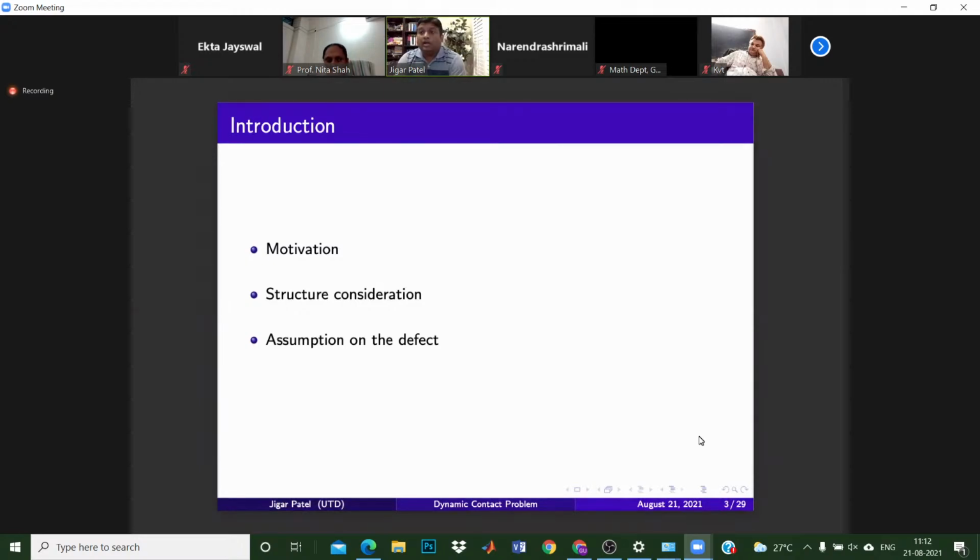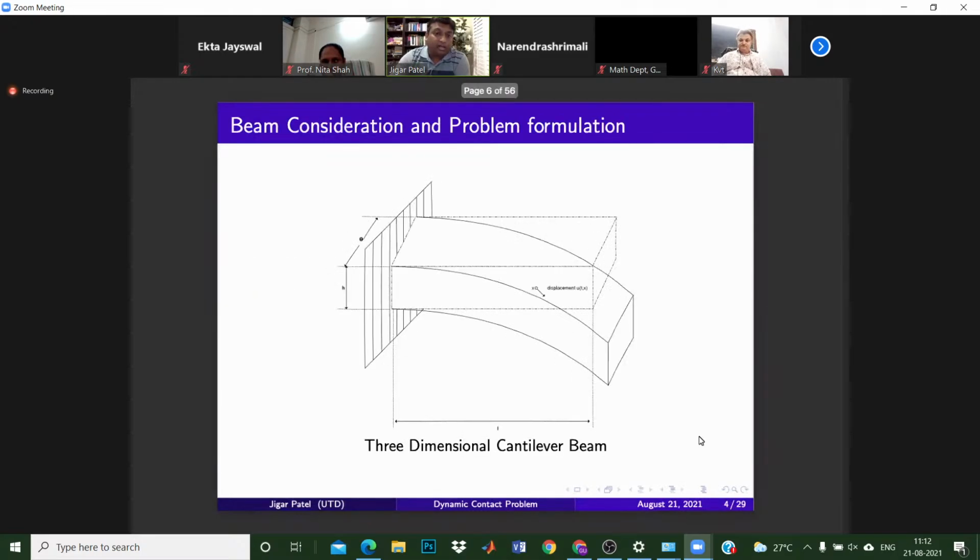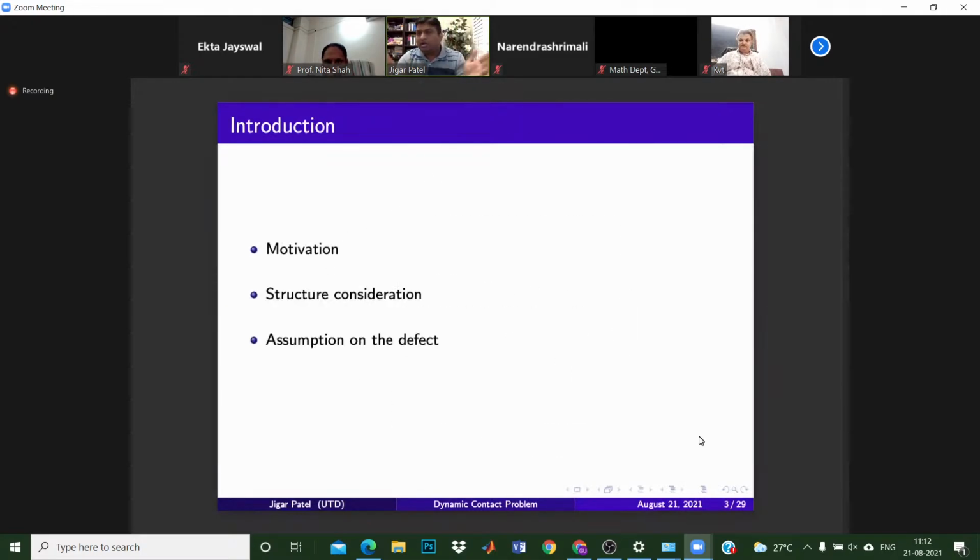It gives us a feeling that it's not a well posed problem, but we did the computation, so that really proves that it is a well posed problem. However, the analytic solution is completely unknown at this point. All right, so our assumption is a very simple cantilever three-dimensional beam with a crack at the supporting wall.